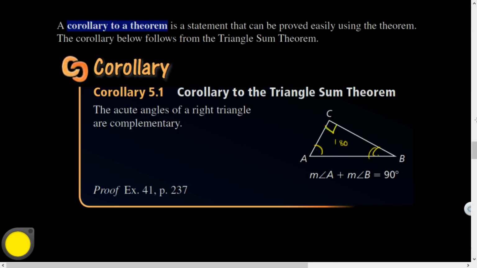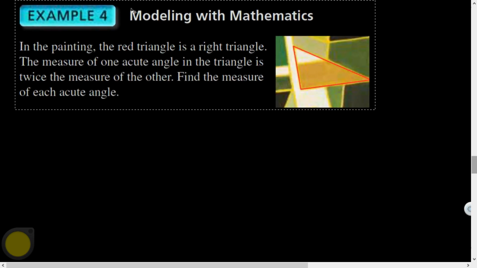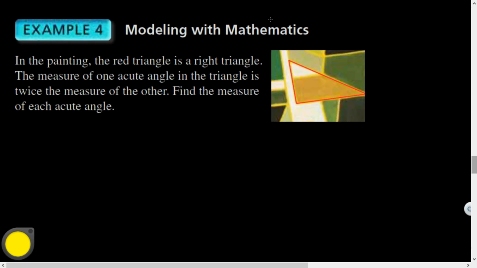Yeah, so it's one small step after the right triangle sum theorem. So let's put that to use. Follow along now, gentlemen. All right, in the painting, abstract art, the red triangle is a right triangle. Right there. The measure of one acute angle in the triangle is twice the measure of another. So they gave me a fact. So like if this is x, then this angle would be 2x. Find the measure of each angle.